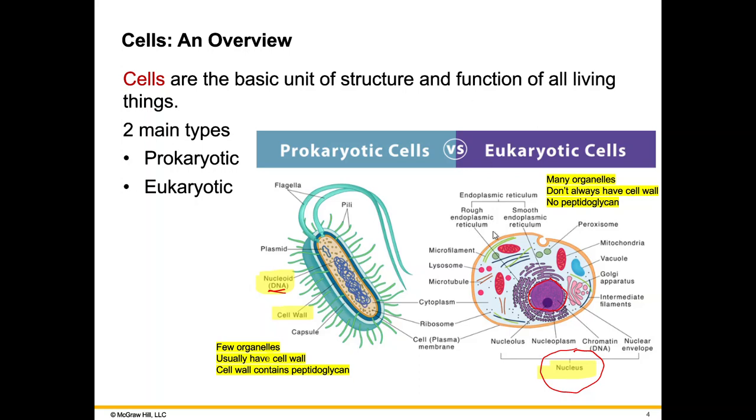Also, you're going to see lots of other structures here. We won't go into them right now because we're going to talk about them in just a moment. But these are all organelles, like mitochondria, vacuole, Golgi apparatus, peroxisome, smooth endoplasmic reticulum, and so on. And again, notice our bacteria cells don't really have those organelles. There's very few of them. These also usually have a cell wall that contains, once again, big important word, peptidoglycan.